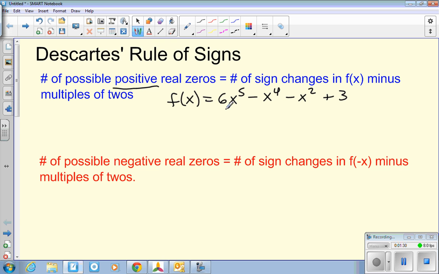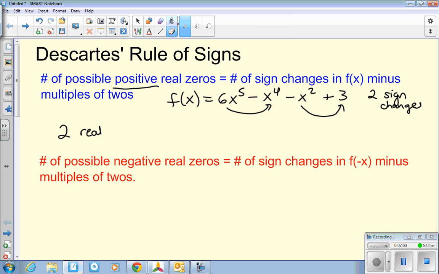So right here, this is positive. This changes to negative. That's one sign change. But then here from negative x to the 4th to negative x squared, that does not change signs. From negative x squared to 3, this does change signs. So total, we have 2 sign changes in f of x. What that means is that there could be 2 positive real zeros.